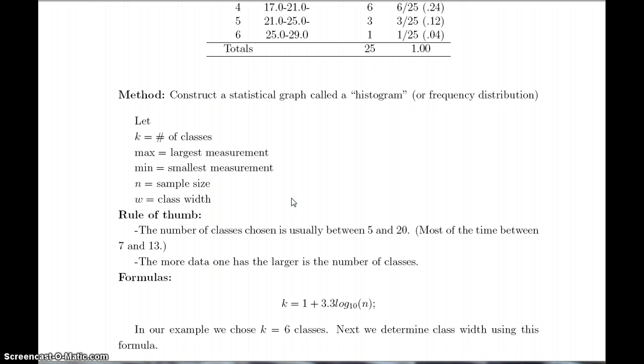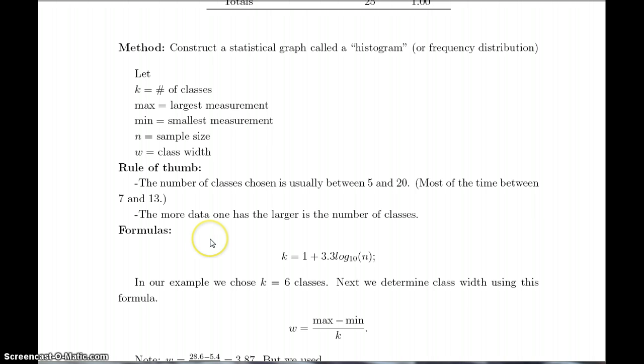And there are 2 ways to determine the number of classes. One is just to use a rule of thumb. Usually you pick the classes between 5 and 20, most of the time 7 to 13, and of course, if you have a small sample size, you go on the lower end of this. If you have a large sample size, you go on the upper end. Our sample size is pretty small, 25, so that's why we picked 6.